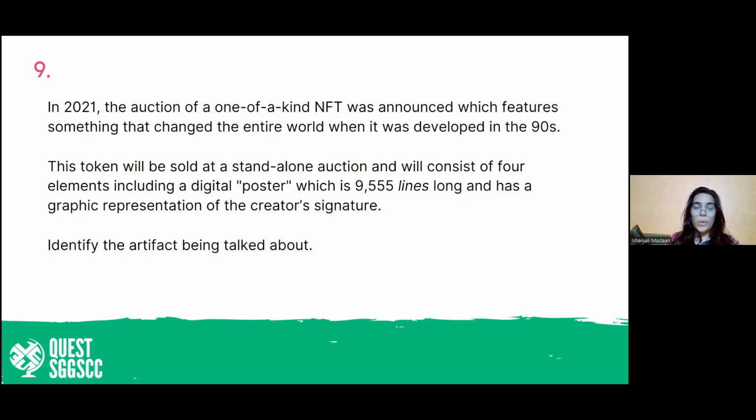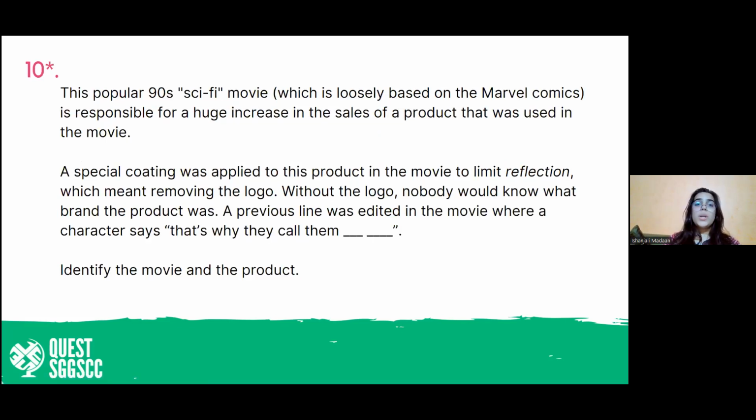Moving on to the 10th question. This popular 90s sci-fi movie, which is loosely based on the Marvel Comics, is responsible for a huge increase in the sales of a product that was used in the movie. A special coating was applied to this product in the movie to limit reflection, which meant removing the logo. Without the logo, nobody would know what brand the product was. A previous line was edited in the movie where a character says, "That's why they call them dash dash." Identify the movie and the product.